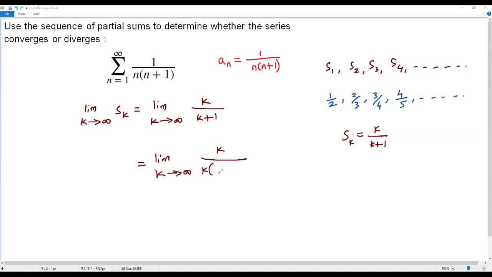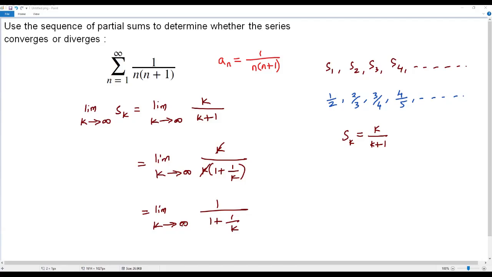When I factor k out, what do I get inside the parenthesis? To know the stuff inside the parenthesis after k is factored out, I have to divide each term of this expression by the one I factored out. When I divide this k by this k, it just becomes 1. When I divide the second term 1 by k, I'm getting 1 over k. So the k in the numerator will cancel out. I'm getting the limit as k tends to infinity of 1 over 1 plus 1 over k.